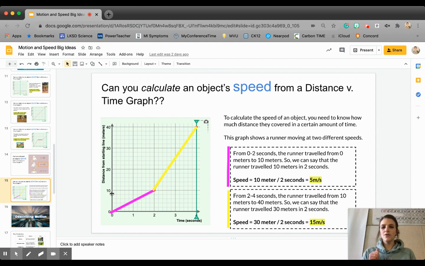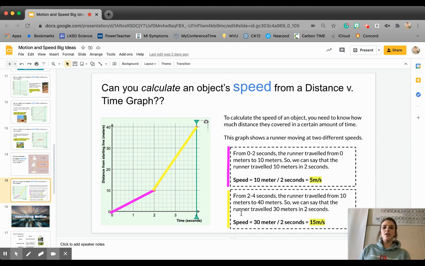So for pink, they traveled 10 meters in 2 seconds. Let me do that again. Rise is 10 meters, run is 2 seconds. So we plug that into our formula. Speed is equal to distance divided by time. 10 meters divided by 2 seconds tells us that the speed during that pink interval is 5 meters per second.